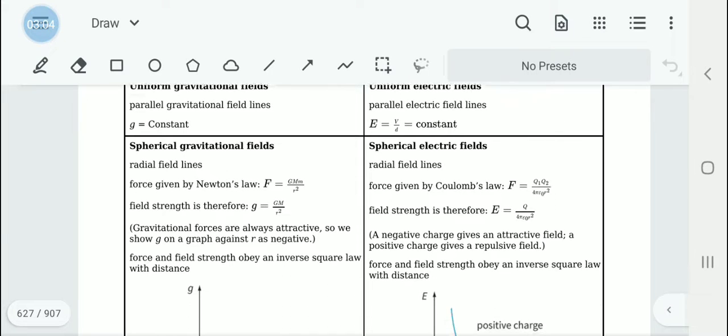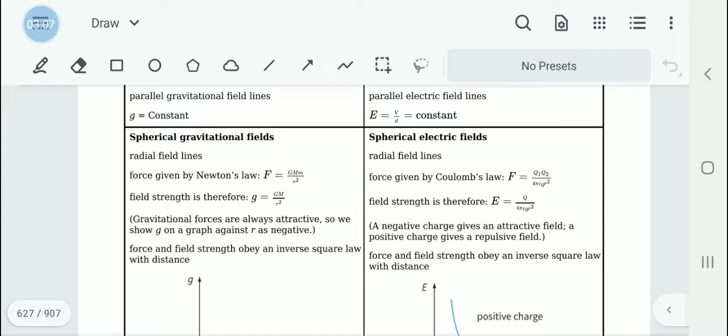Then spherical gravitational fields. We discussed the radial field lines, and then we gave an equation for F: F is G capital M small m upon r squared. For radial electric field lines, we gave the force equation F equals Q1 Q2 upon 4 pi epsilon O r squared. Field strength in gravitational fields is G equals capital G capital M upon r squared. Field strength in spherical electric fields, we took as E equals Q upon 4 pi epsilon O r squared.